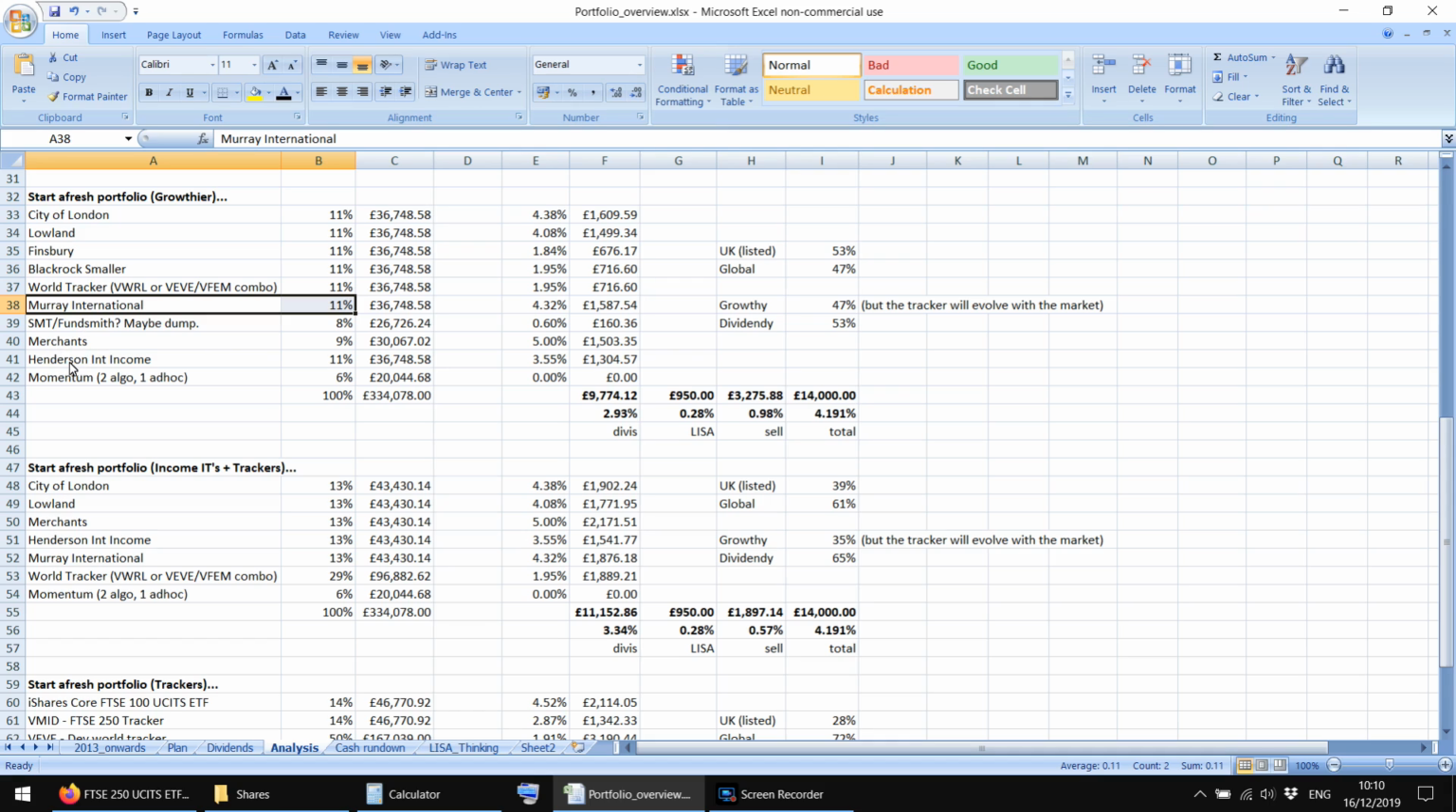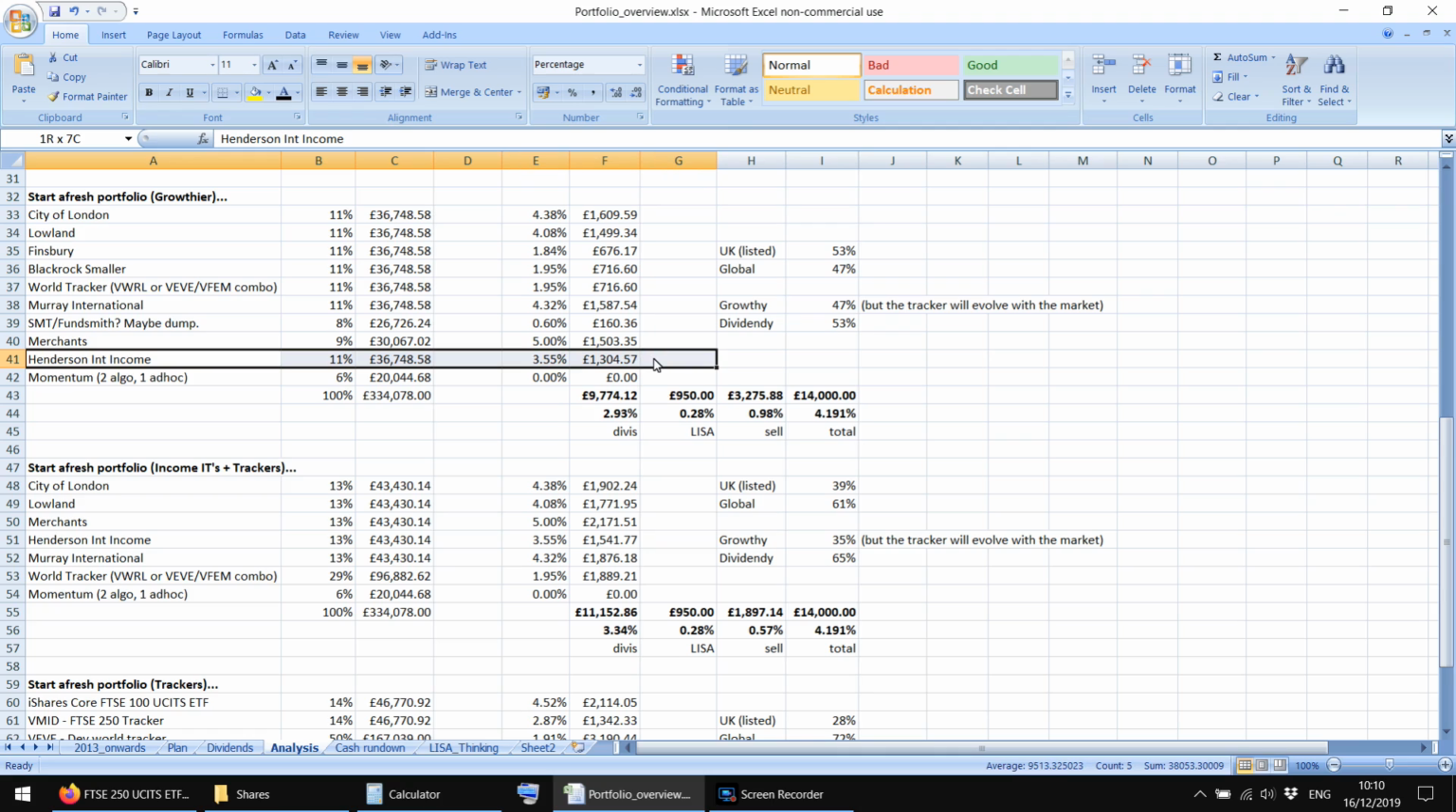So the income ones, I don't know why that's lower down. I think it's just the way I typed it. So 11% in all of these favourite ones. And here, this one would be a change. I don't hold Henderson International Income yet.